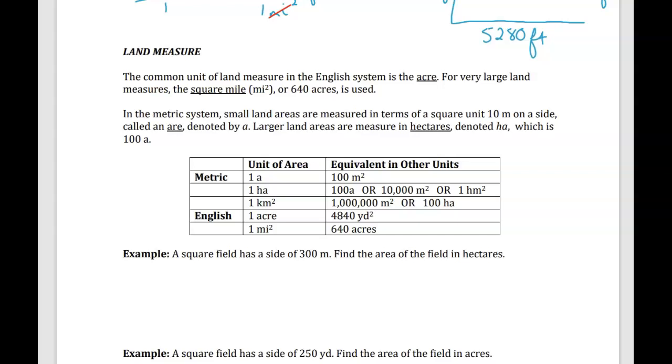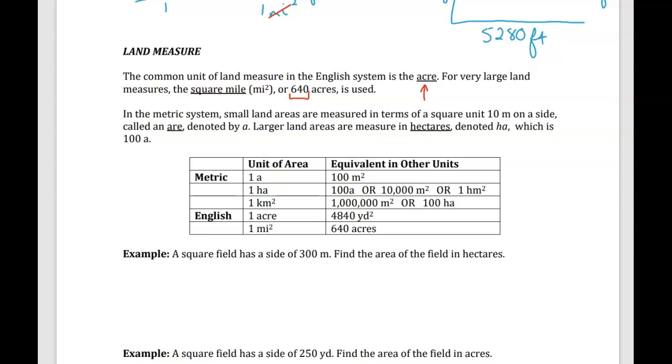Another common unit of area is land measurements. And we tend to use an acre when we talk about the English system. And for very large land measurements, we use square miles, which is 640 acres.